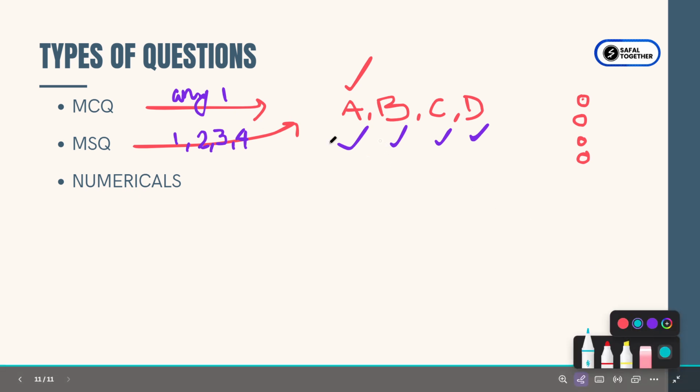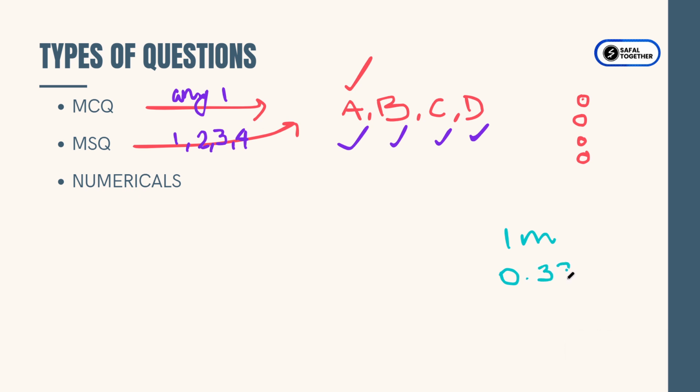Okay. So your MSQ. So like I said, your 1 mark questions will have a negative marking of 0.33 if at all you get it wrong, and your 2 mark question will be a negative of 0.66. Okay, so the logic is 1/3 of your mark. Okay, 1/3 of whatever the question's mark is.